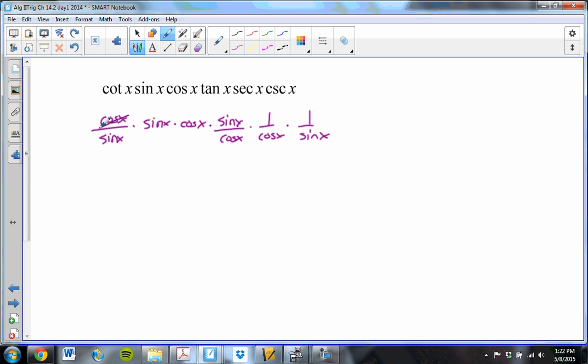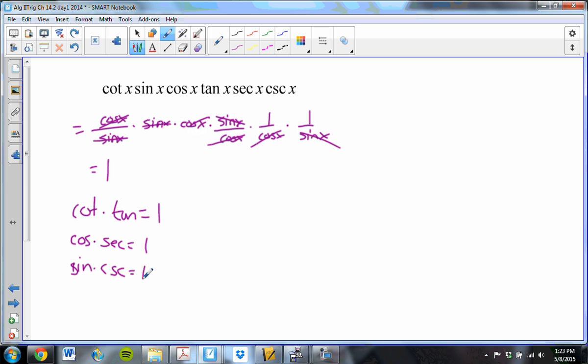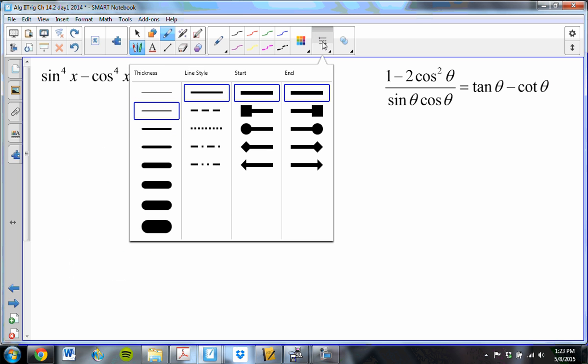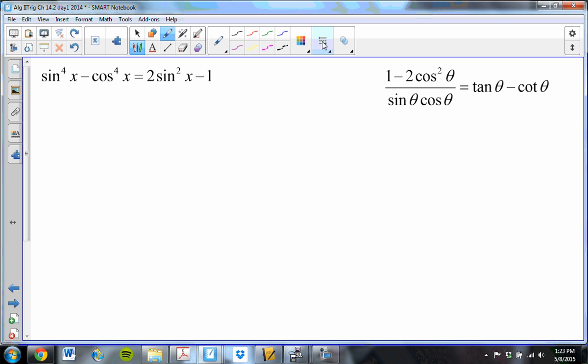Well, a cosine on top and bottom can cancel, a sine on top and bottom can cancel, and this just equals 1. Just comes out to 1. The point I'm trying to make, which you should see, is cotangent times tangent is 1, cosine times secant is 1, sine times cosecant also 1. Those are 3 things you should be looking for. We've got lots more to do, but they're going to get a bit more complicated. Like I said, I'm trying to go fast. This isn't too long, and you can always pause and watch problems as we go.